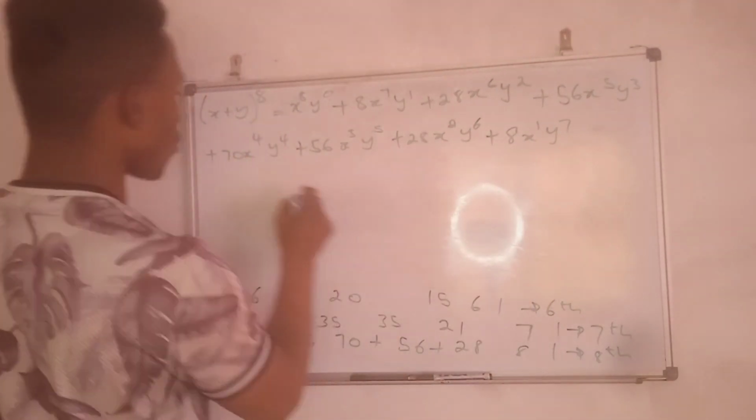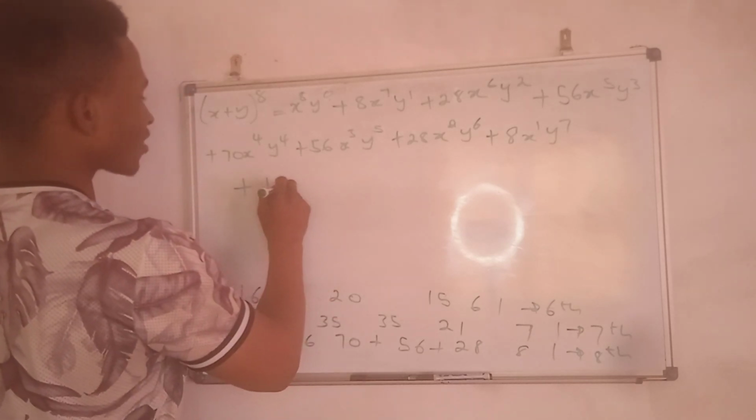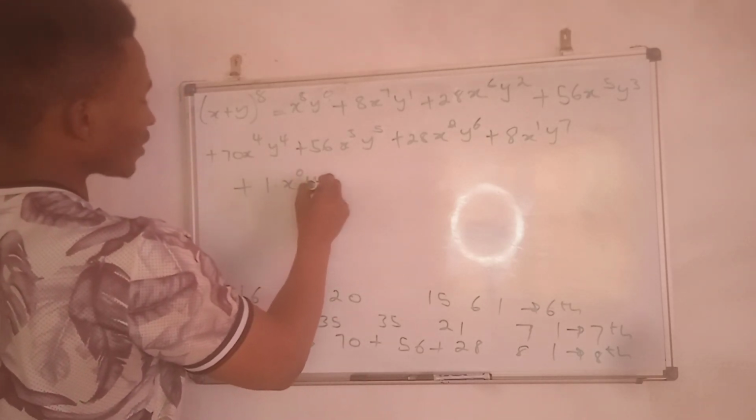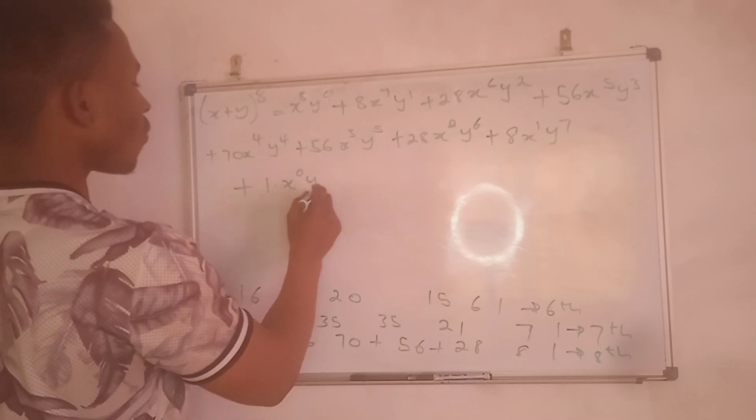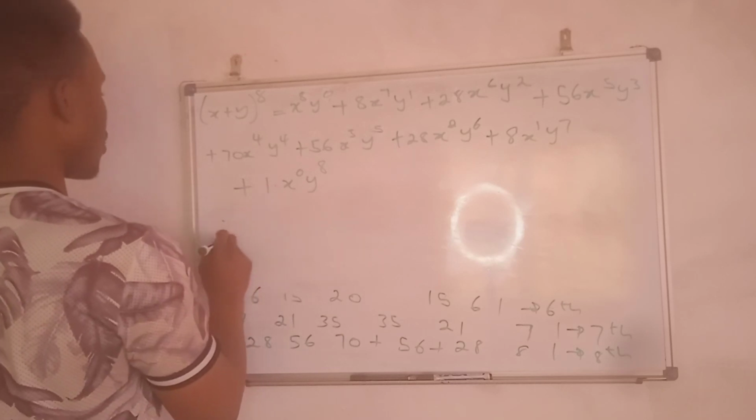And I'm also having this 1 here. 1 multiplied by x to the power 0 and y to the power 8. And then that is your answer. You have expanded.